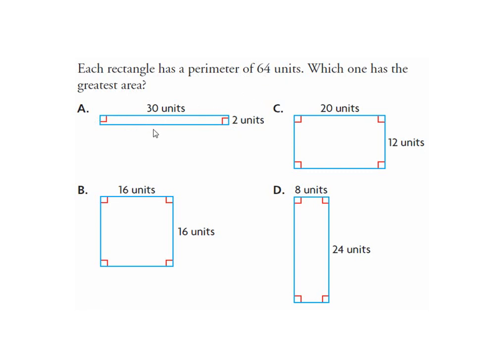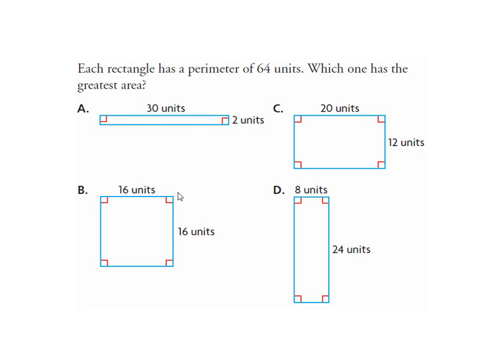Here the length is 30. So the other length is also 30, right? So 30 plus 30 is 60. Plus 2, the width is 2, plus 2, and then it is 64, right? So how much is the area? The area is 30 by 2, right? 30 by 2 is 60. So 60 square units is the area. So how about B?